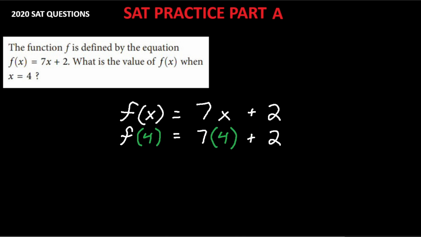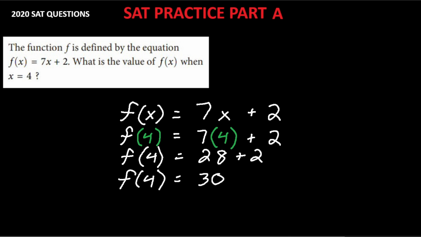Next, following PEMDAS, we multiply the 7 times 4. And then finally, we add 28 plus 2. So our final answer, when x equals 4, that function equals 30.